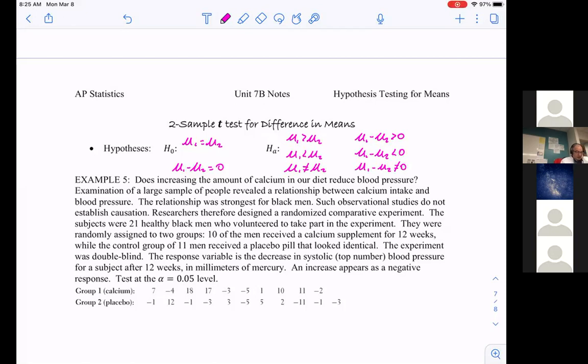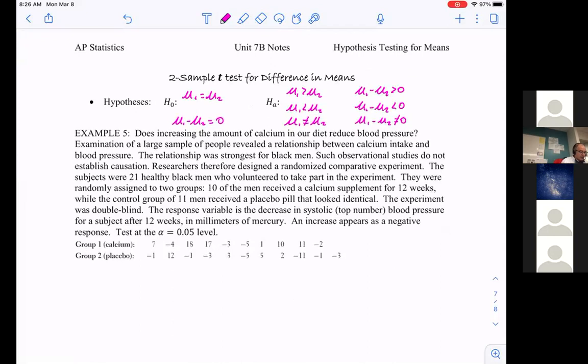Does increasing the amount of calcium in our diet reduce blood pressure? Examination of a large sample of people revealed a relationship between calcium intake and blood pressure. The relationship was strongest for Black men. Such observational studies do not establish causation. Researchers therefore designed a randomized comparative experiment. The subjects were 21 healthy Black men who volunteered to take part in the experiment. They were randomly assigned to 2 groups. 10 of the men received a calcium supplement for 12 weeks.